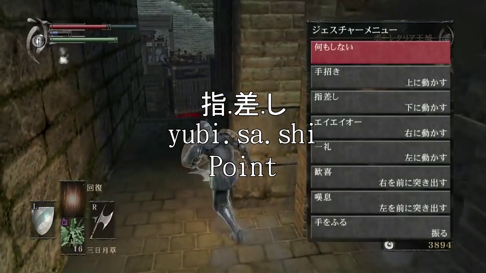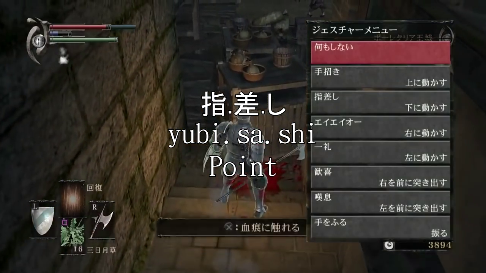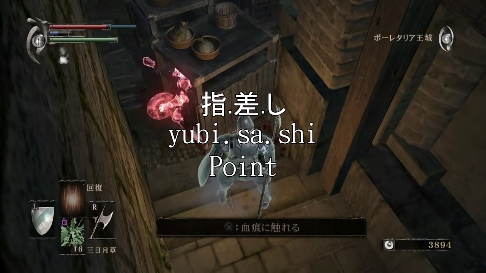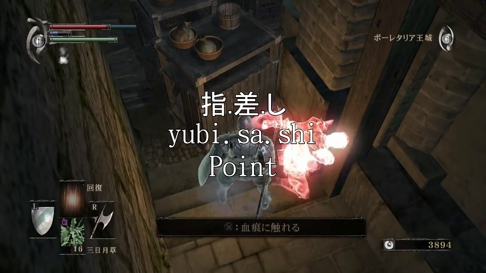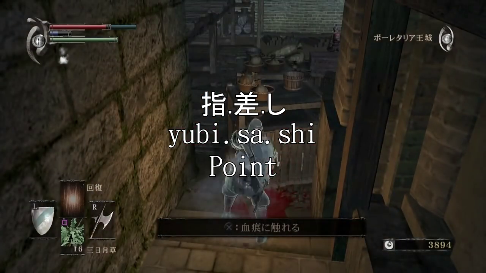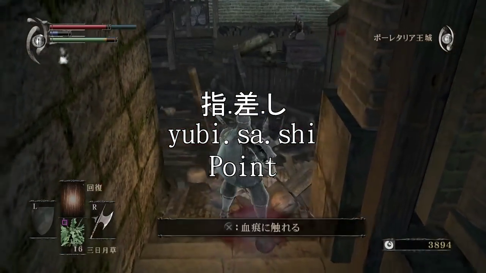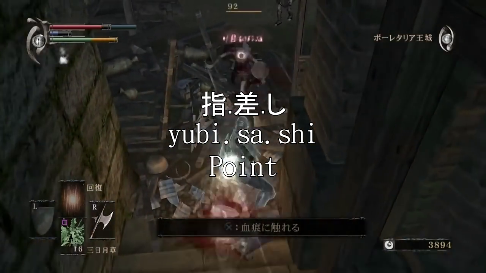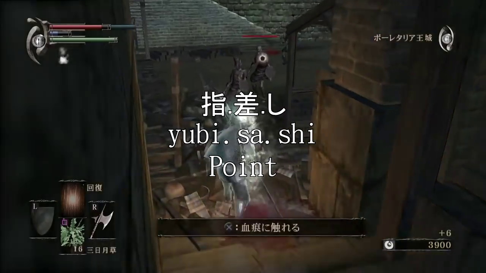Yubisashi, to point. Yubi is finger. Sashi comes from sasu, which, much like kakeru that we've seen before, is among the most versatile verbs in the entire language. It has a wide variety of different uses. In this context, it means to point or indicate. So, yubisashi, point with the finger.